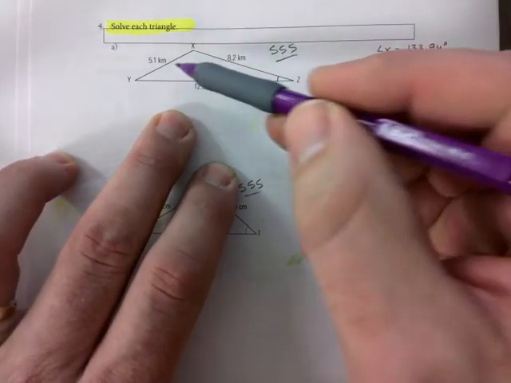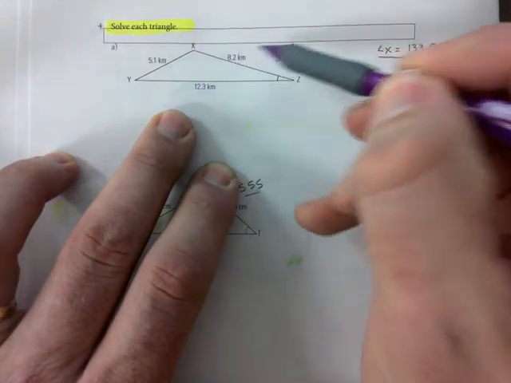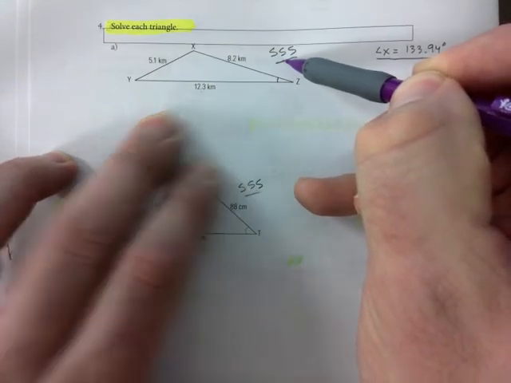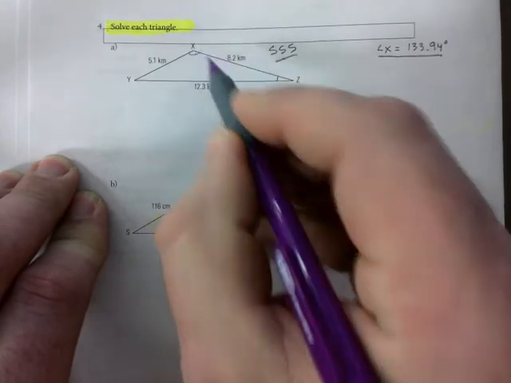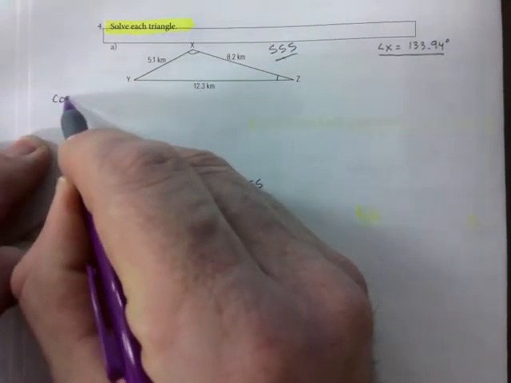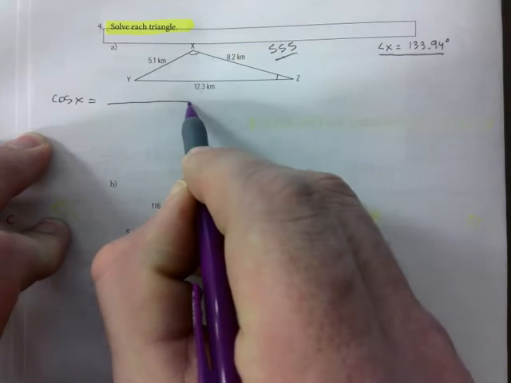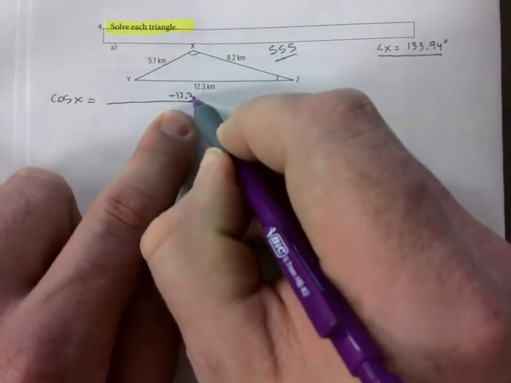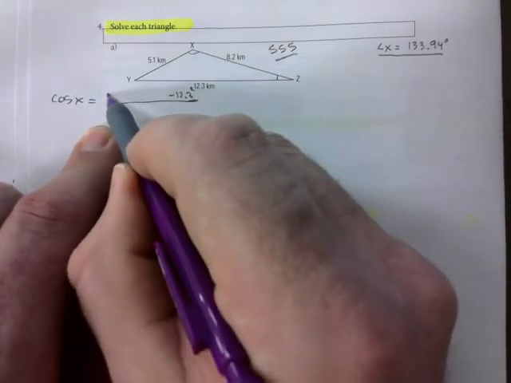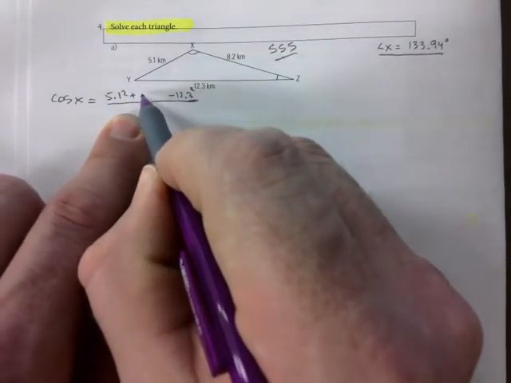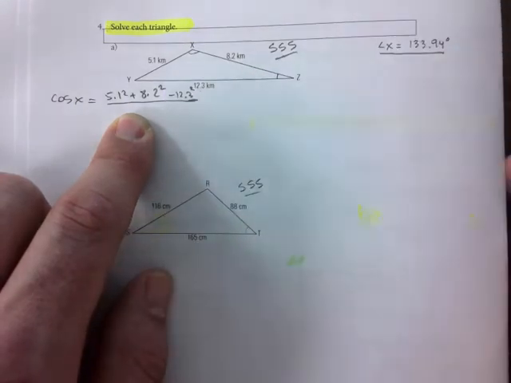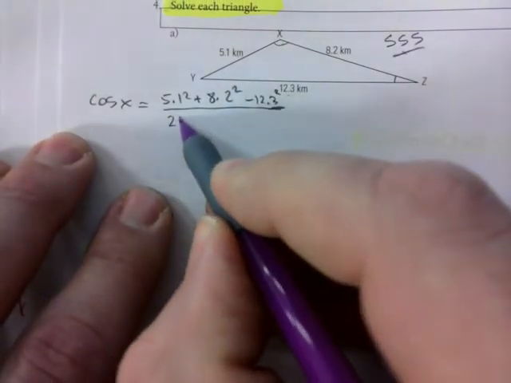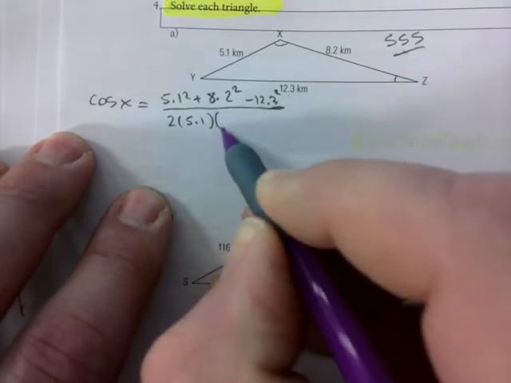Look at what I'm doing here. I have all three sides, side, side, side. I'm going to have that on my study sheet, right? Yes. Okay, so I want to solve for the biggest angle first. So I go cosine of x. I skip the step where I write out the letters. I just go minus 12.3 squared. And I take the first two, square them, and add them. Let me zoom into that. Right, and at the bottom I go 2 times 5.1 times 8.2.